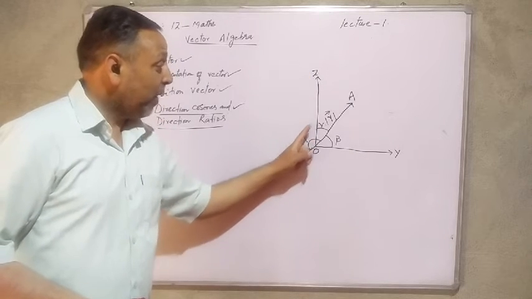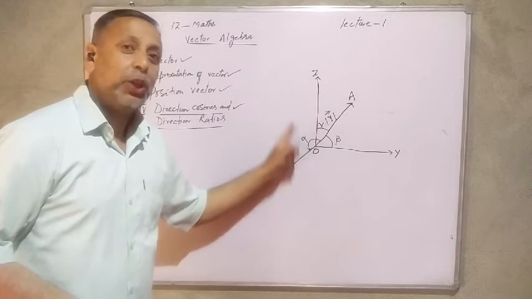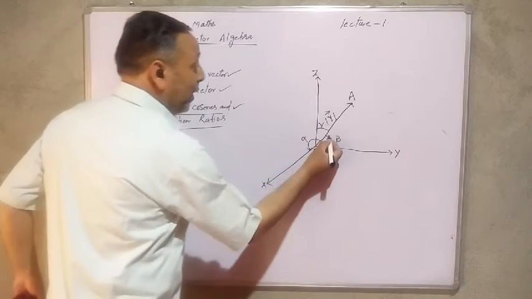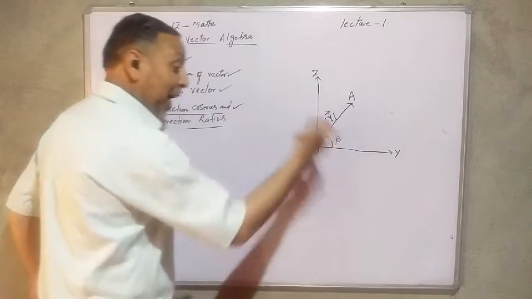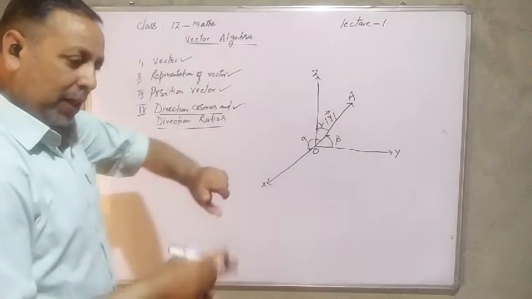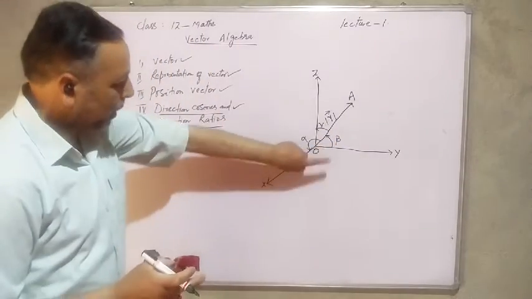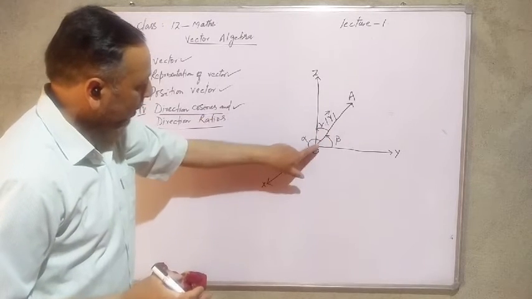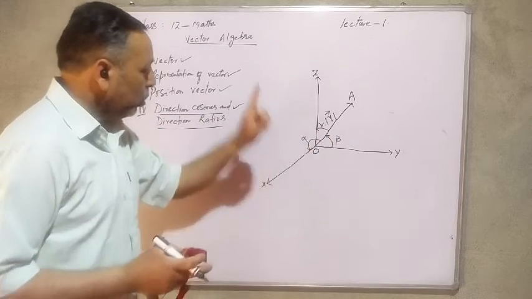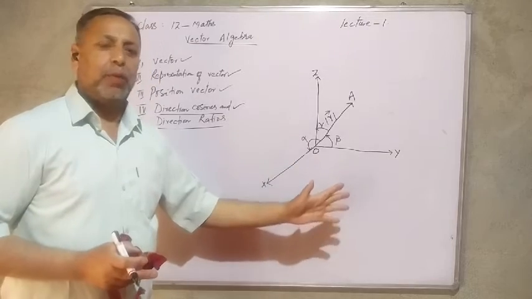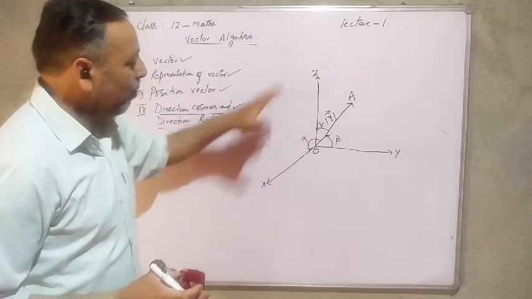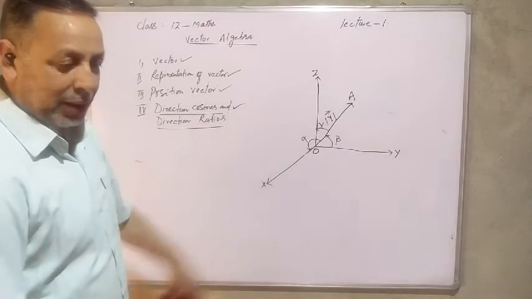All these alpha, beta, and gamma are positive angles. What are positive angles? Positive angles are the angles which are made in the anti-clockwise direction. Here you see the direction, this is anti-clockwise, this is anti-clockwise. So the angle made in the anti-clockwise direction is a positive angle. So here angle alpha, angle beta, and angle gamma are positive angles.